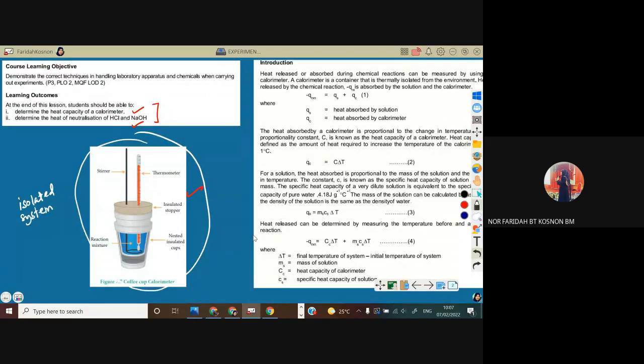Madam, saya try ya, Madam. Apa dia? Okay. Sistem yang dia tak benarkan pertukaran energi terhadap surrounding ya, Madam. Sistem yang tidak membenarkan pertukaran energi terhadap surrounding.